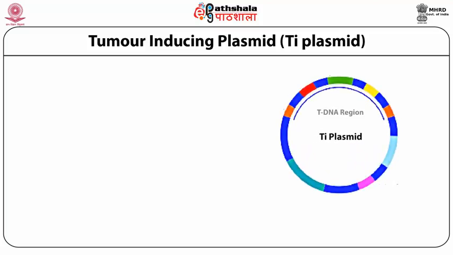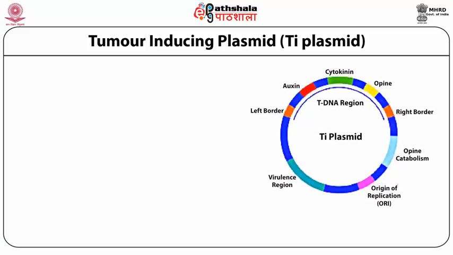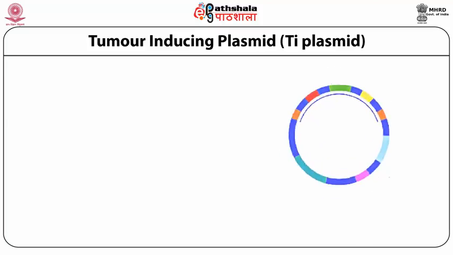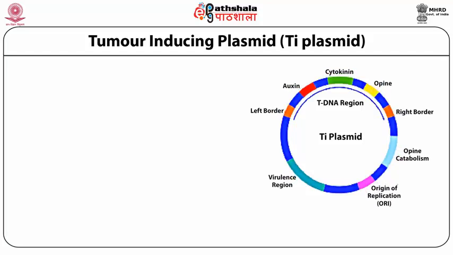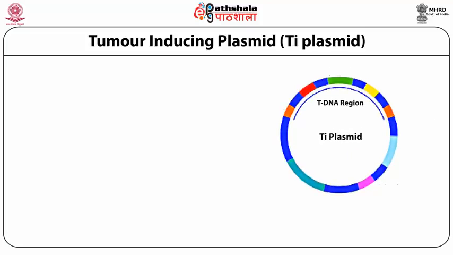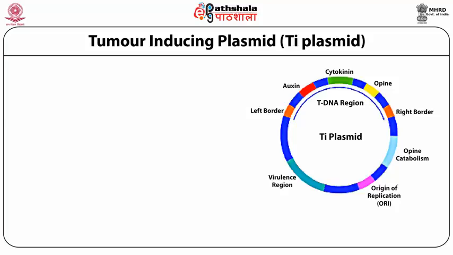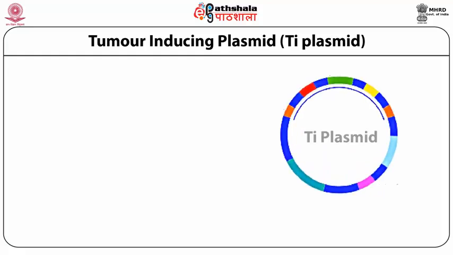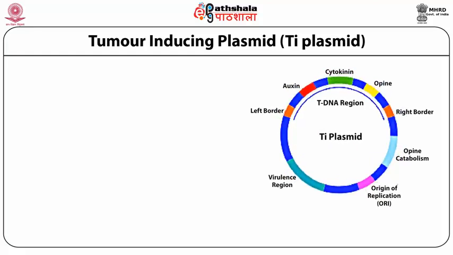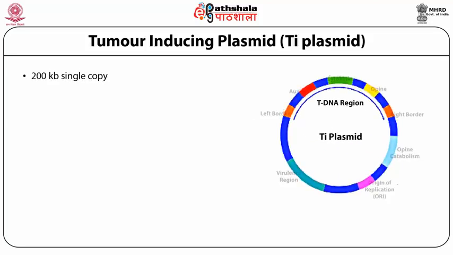Agrobacterium is called nature's genetic engineer because it has a special type of plasmid which is able to donate DNA to plant, and that DNA is able to bring about several changes in the plant, such as crown gall formation. The major characteristics of this plasmid, which in case of Agrobacterium tumefaciens is a Ti plasmid, tumor-inducing plasmid: this is a very large plasmid, about 220 kilobases, single copy plasmid.